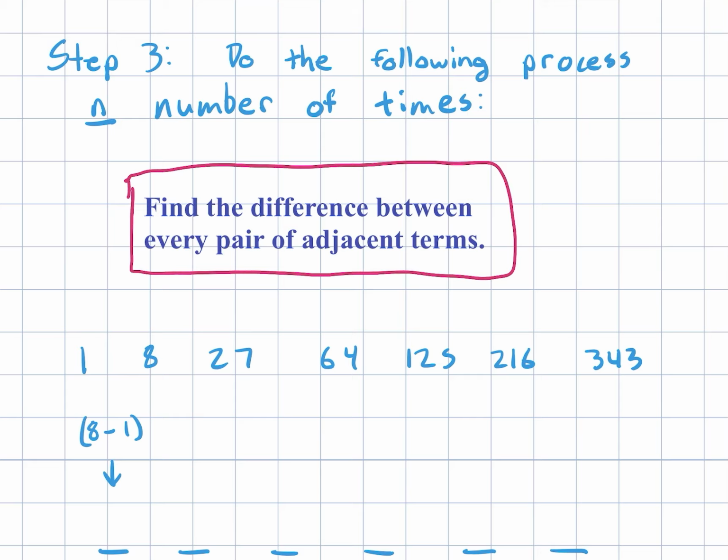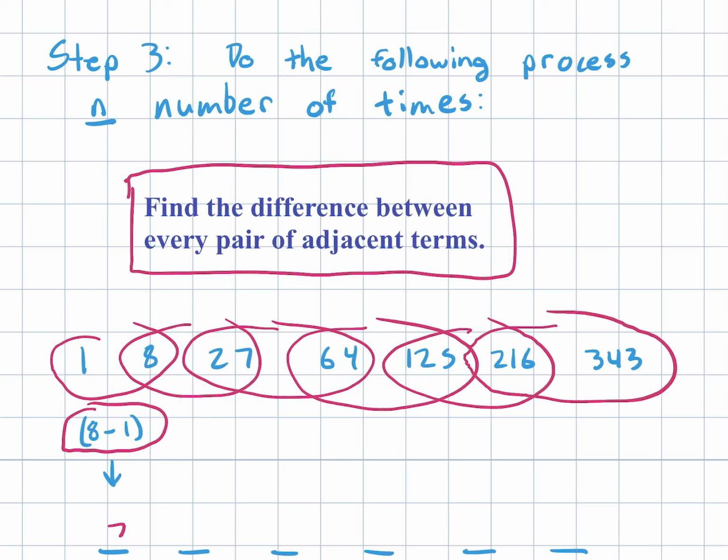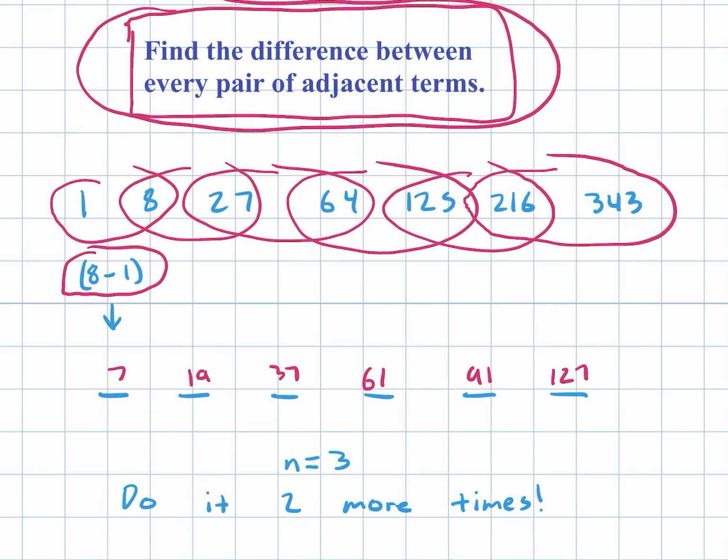And so you'd find the difference between 1 and 8, right? And so you'd get 7. And you'd continue to do that between every single adjacent pair. And then what you're left with, I'll just go ahead and fill them in here, is another series of numbers. But it also says to do this action n number of times. And so we've done it once, now we need to do it 2 more times, since n is 3.